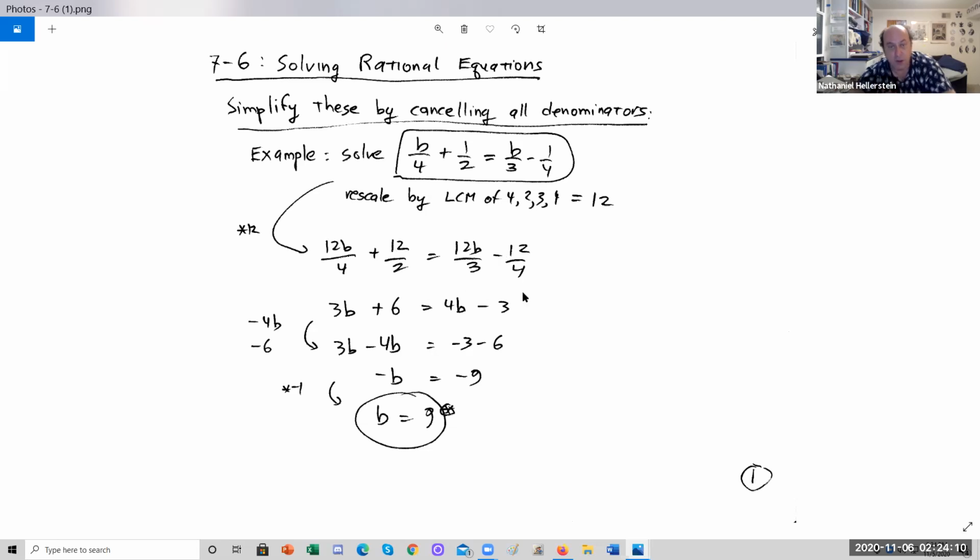At this point, it's just simple algebra. We'll subtract 4b from both sides, and we'll subtract 6 from both sides, and that moves the 4b over to the left and the 6 over to the right. 3b minus 4b is negative 3 minus 6. So negative b equals negative 9. So multiplying by negative 1, b equals 9 is the solution to this.